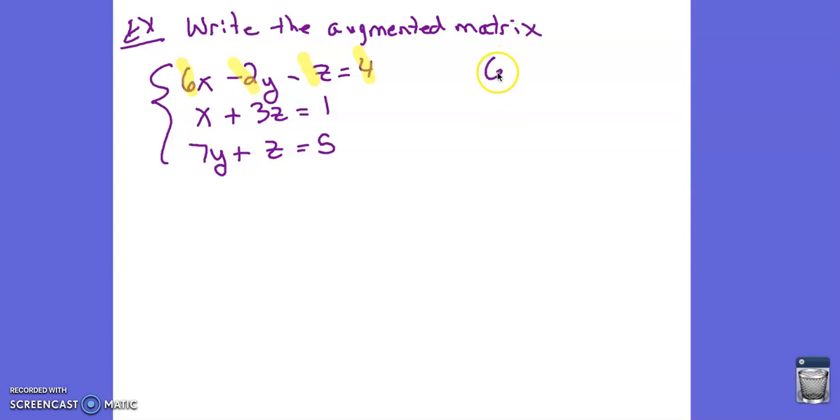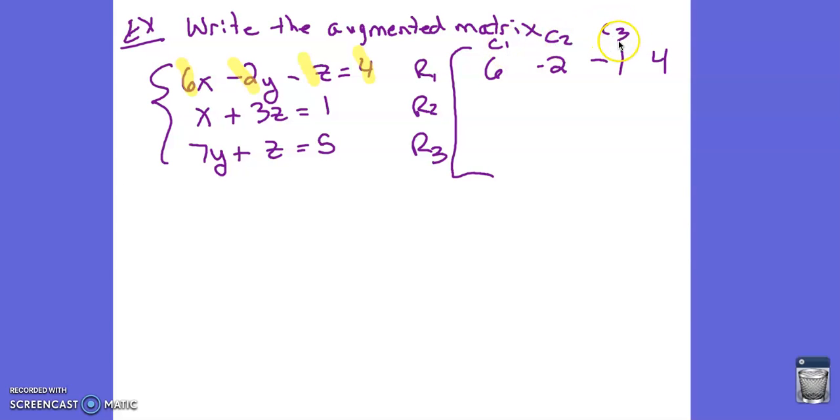So this is literally going to be 6, -2, -1, 4. Notice we have 3 equations, so this is going to be row 1, row 2, row 3, and then column 1, column 2, column 3, column 4. So I know this is a 3 by 4 matrix.